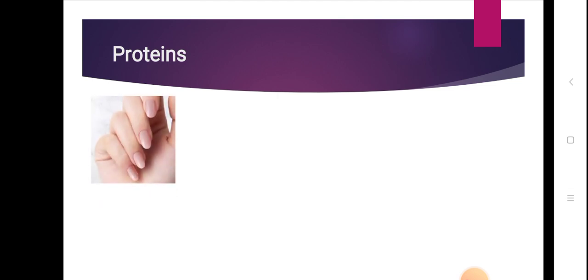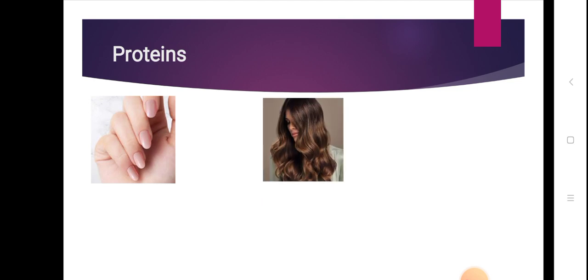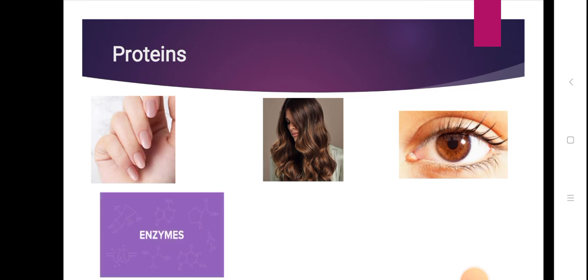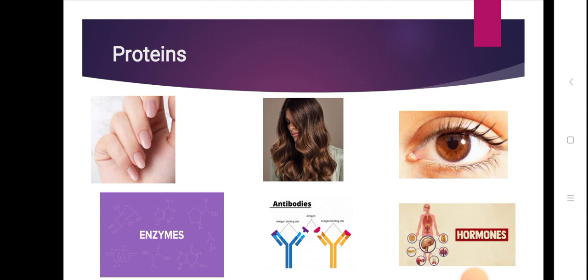Nails are proteins. Hair is formed from protein. What about the eye color? This pigment of the eye is a type of protein also. Enzymes are formed from proteins. Antibodies and hormones are formed from proteins. So we can say that proteins enter in the structure of all the structures inside the living organisms' bodies. Okay? Another way, we can say that the trait is a type of protein.